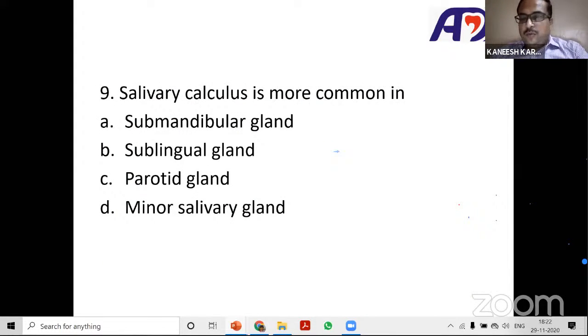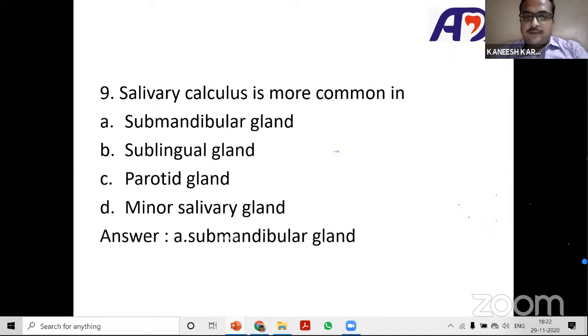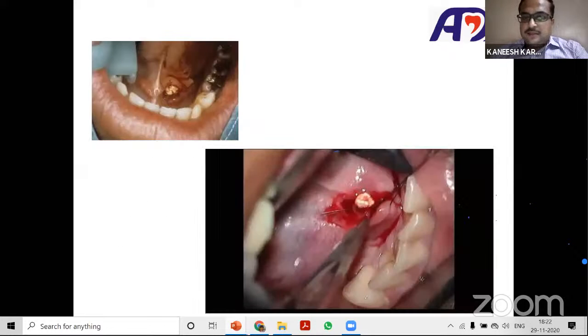Salivary calculus is more common in, of course, we all know the answer. Yeah, because of the increased tortuous course of the submandibular gland duct and it has to flow against the gravity. This is a submandibular salivary gland calculi. Okay.